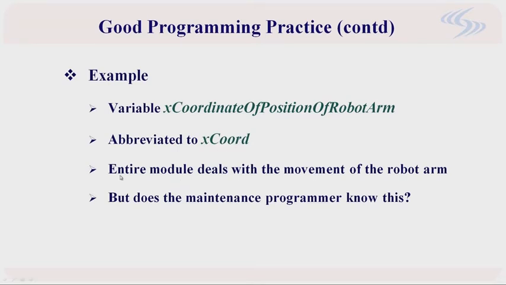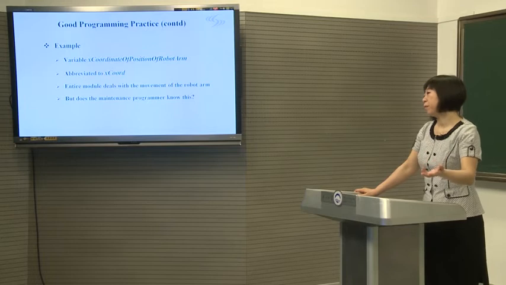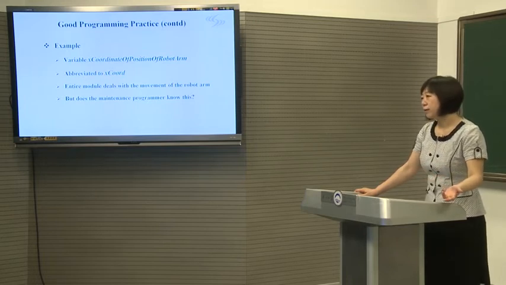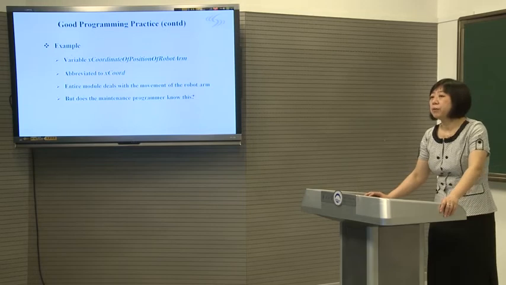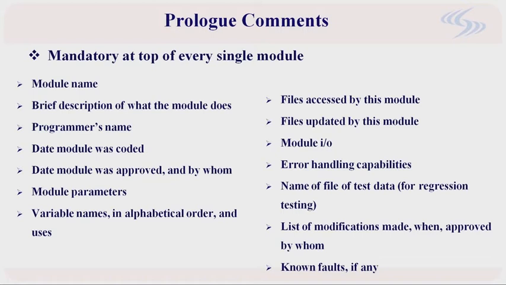Well, if the whole module deals with the movement of the robot arm, it will be okay, but if it is not the case, what does this variable refer to? Does it refer to the coordinate of the position of the robot arm, or leg, or head? So it will be really very hard for the maintenance programmer to understand it. So besides good variable names, programmers should never forget comments.